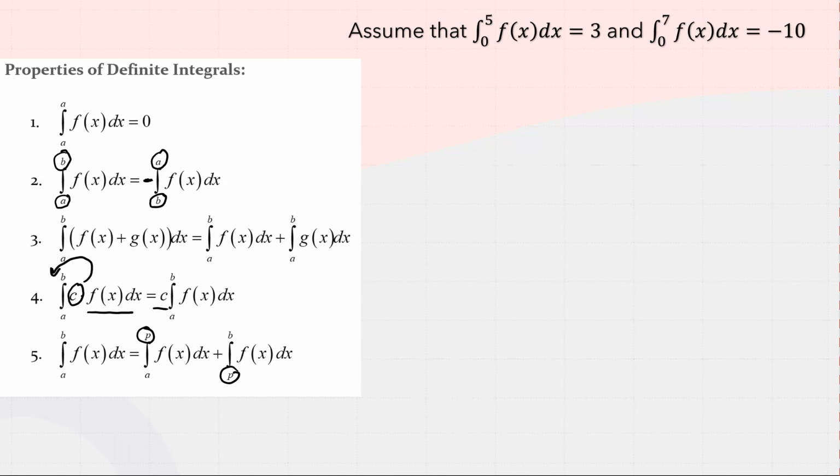So suppose that the integral from 0 to 5 of f of x dx is 3, and the integral from 0 to 7 of f of x dx is -10. Let's see what this is. The integral from 0 to 7 of 3 f of x dx, that is rule number 4, so that is 3 multiplied by -10, and that is -30. Okay, next, the integral from 5 to 7.